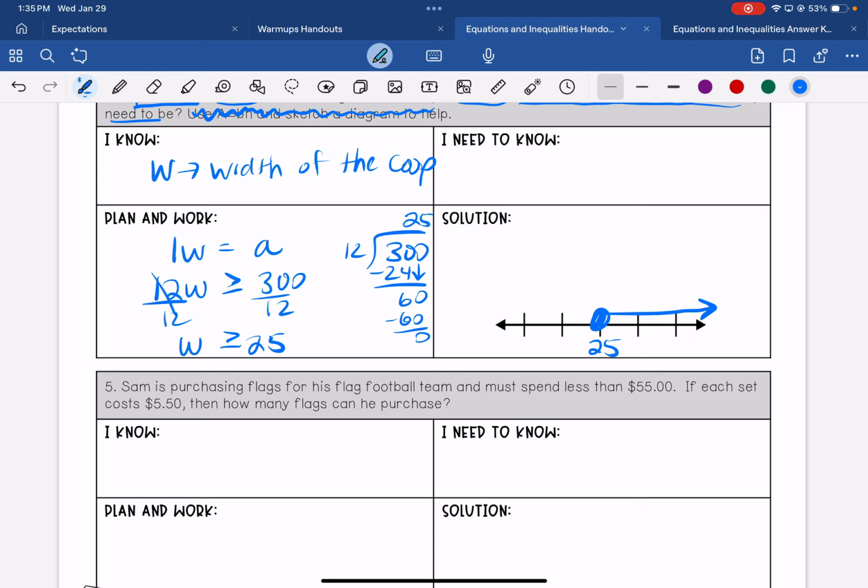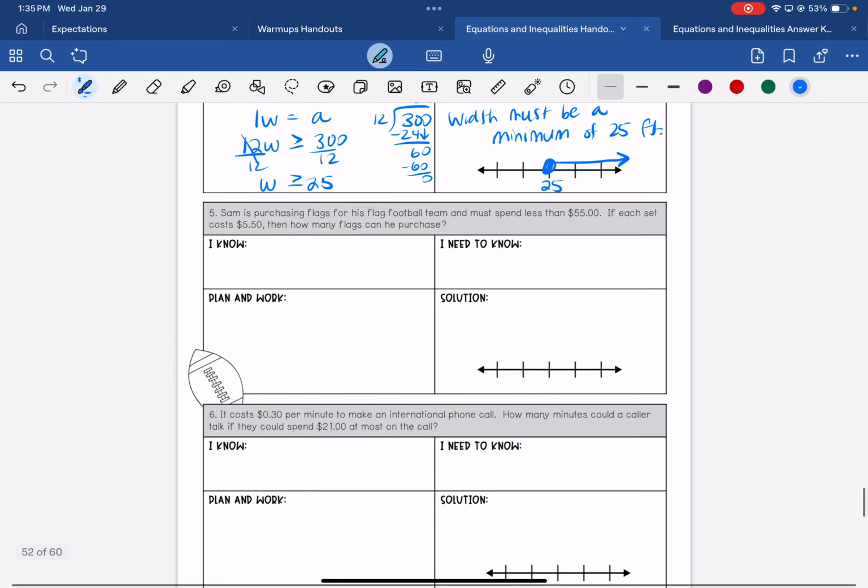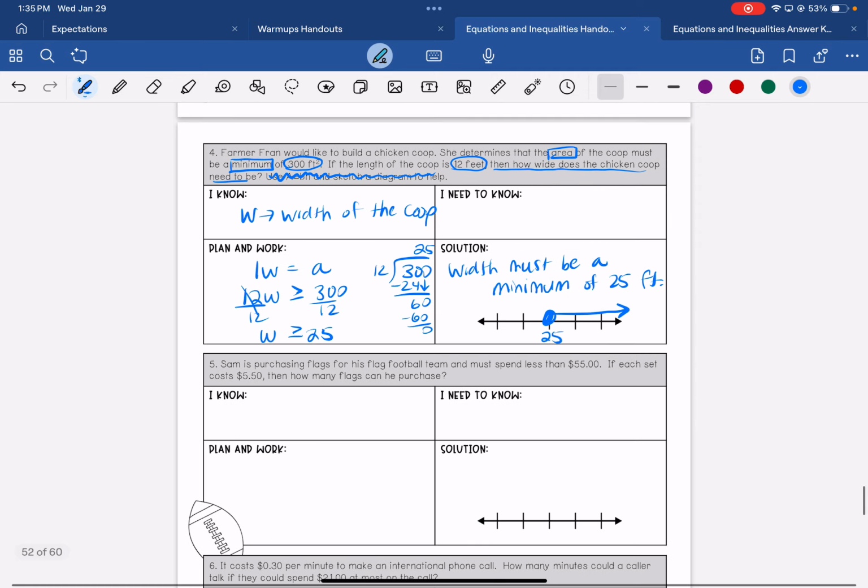And for our, let's just write down, width must be a minimum of 25 feet, okay? And we are done. Go ahead and do numbers 5 and 6 with your shoulder partner, okay?